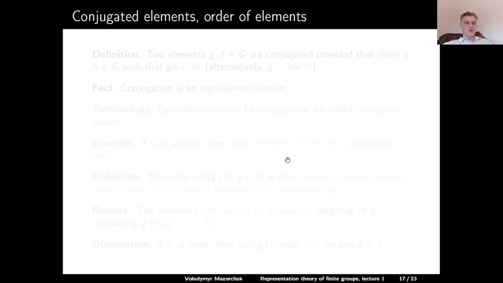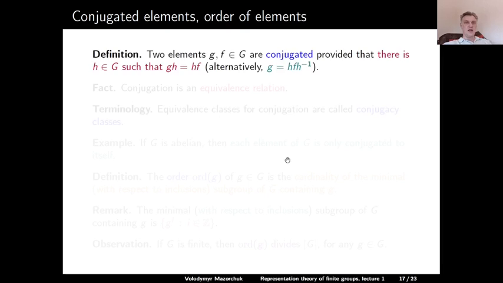Let us now talk about conjugated elements and the order of elements. Two elements g and f in G are called conjugated, provided that there is an element h in G such that the product g h is equal to the product h f. Alternatively, we can write that g is equal to the product h, f, and then h inverse.